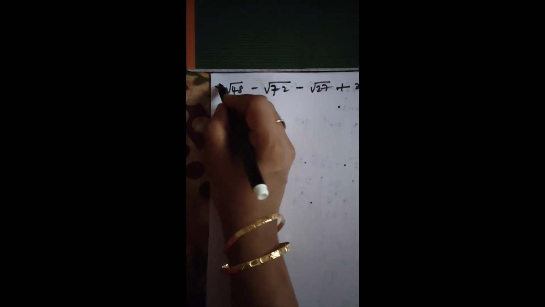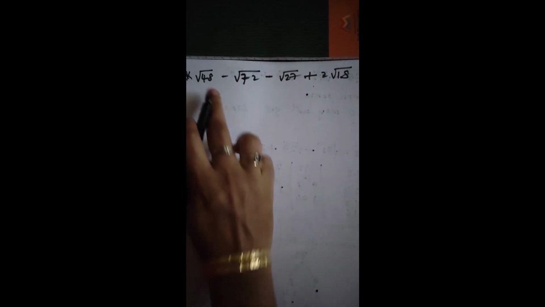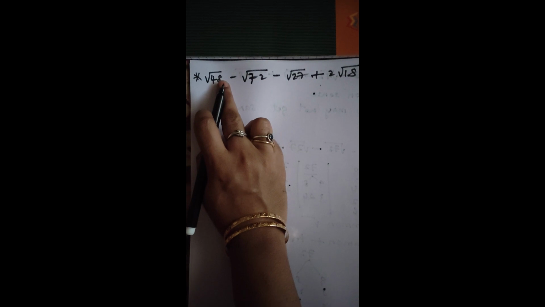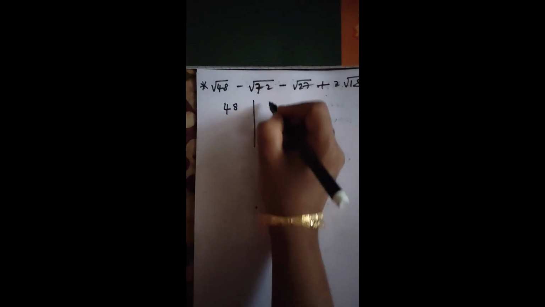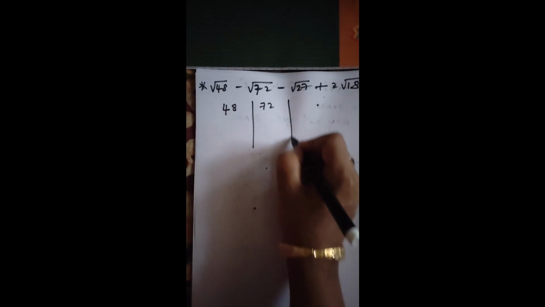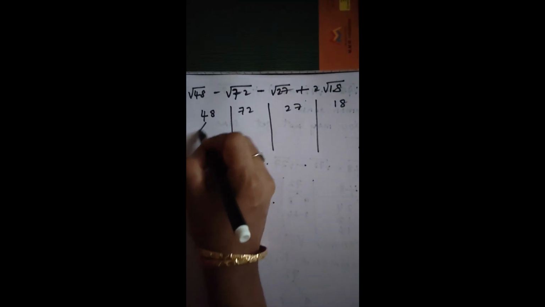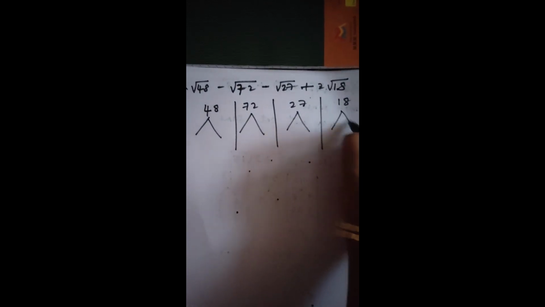Okay, so the next problem is root 48 minus root 72 minus root 27 plus 2 root 18. What you have to do here is take a common number. I'll explain it, wait. 48, right? You write it like this. Divide all of them. Keep it in a separate box, a separate cell.